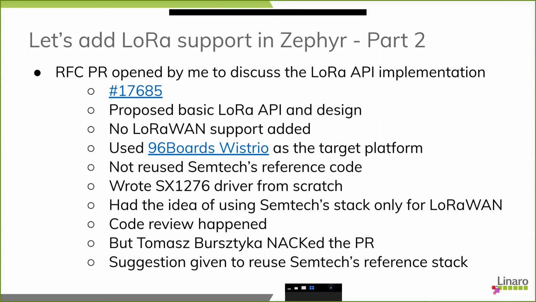And here comes part 2. This part 2 covers the effort taken by me for adding LoRa support in Zephyr. I opened the RFC PR to discuss the basic LoRa API implementation. We should note that I haven't opened a PR to add LoRaWAN support. I just wanted to have the LoRa support in place, which is just the radio or PHY for doing basic P2P communication, and later extending that to LoRaWAN, because I always work with the principle of starting small and then building it big.